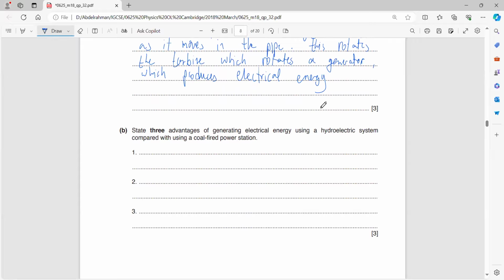We need three advantages of generating electrical energy using a hydroelectric system compared with using a coal fired power station. Not air polluting. Renewable. Reliable? Both of them are reliable. You cannot say reliable. No carbon dioxide pollution.